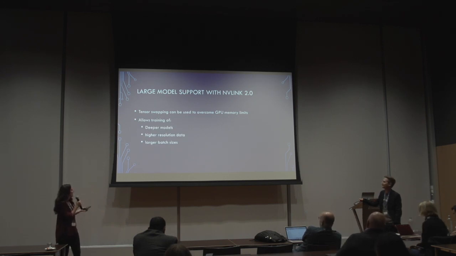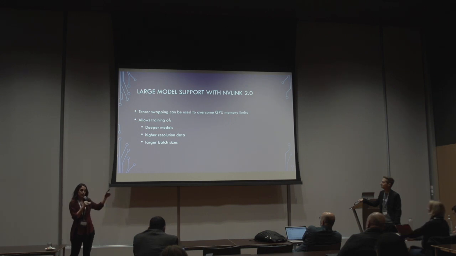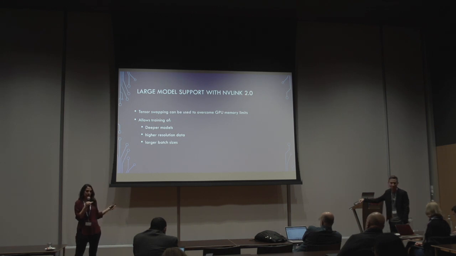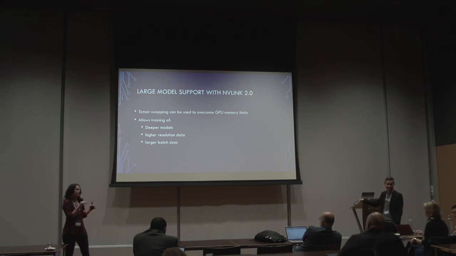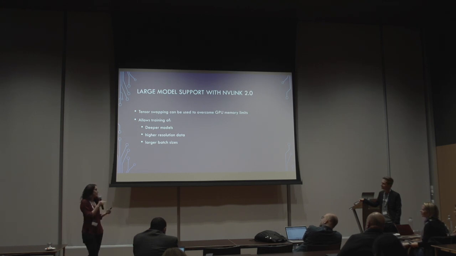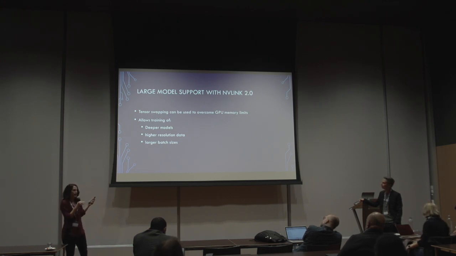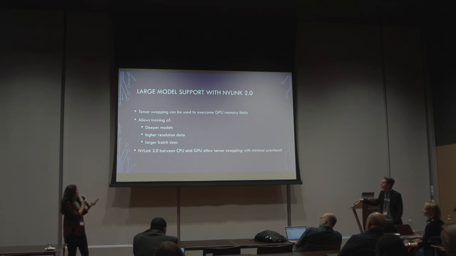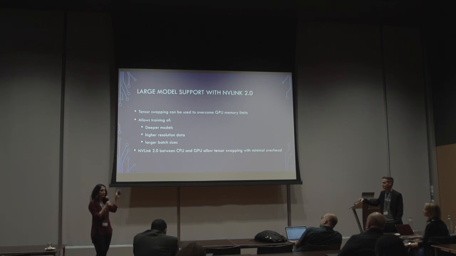It allows us to train deeper models. If you wanted to do a model with more layers, it enables that. Or also higher resolution data, like brain scans and other medical images. A lot of them are too big to fit; a single image doesn't fit in your GPU. So this allows you to use bigger images without having to compress those images and lose parts of your data. And then also you could potentially do larger batch sizes, which might enable you to converge faster. And NVLink 2.0 between the CPU and the GPU allows you to do this without it being as slow as it would be on a lot of our competitors' boxes.